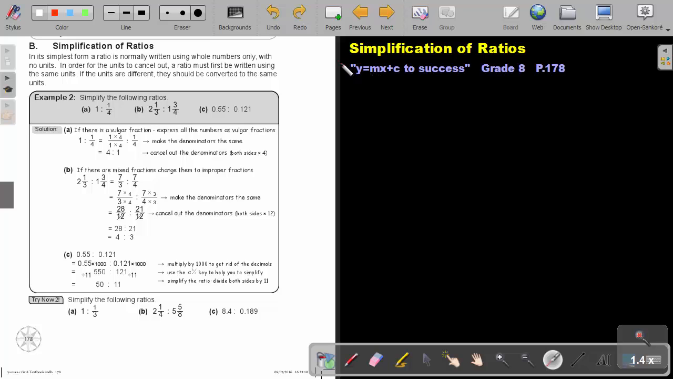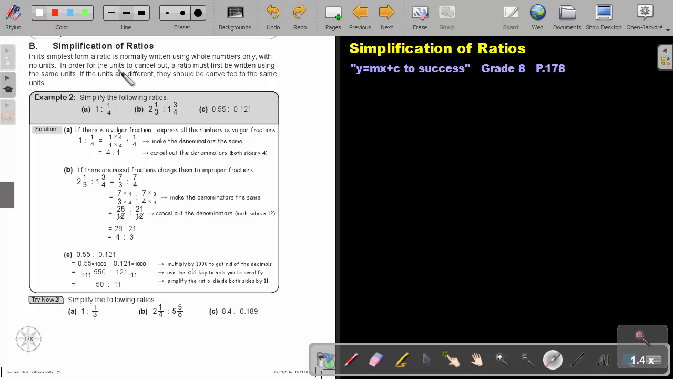Part 2, Simplification of Ratios. You will find this on page 178 in the Namibian Mathematics Grade 8 textbook, Y equals mx plus c to success. Simplification of ratios. In its simplest form, a ratio is normally written using whole numbers only, with no units.